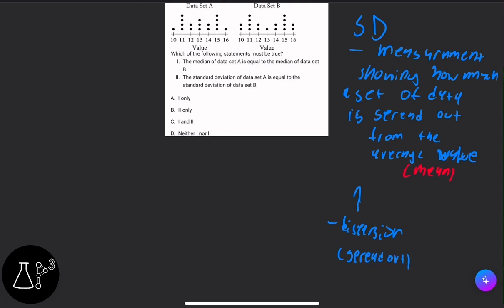But when it's lower, the data is more condensed, more close together. I hope that makes sense. But I want to explain that just for other questions.